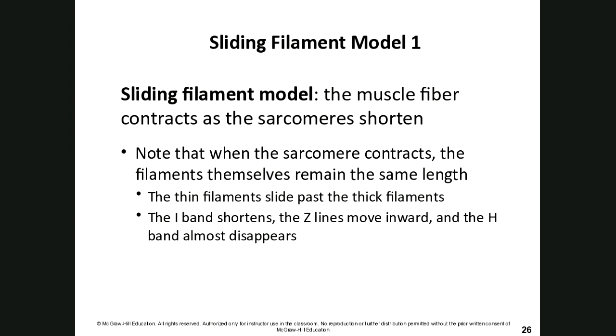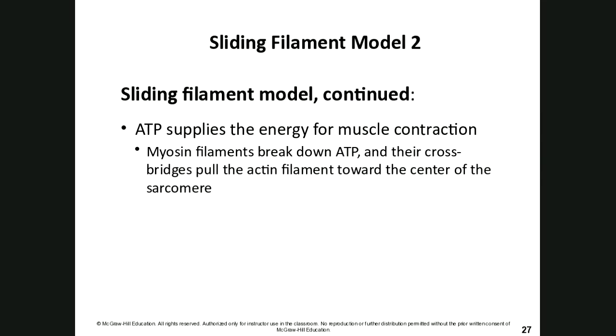And the reason that the sarcomeres shorten is because the thick filaments are pulling the thin filaments in towards the center. So the thin filaments slide past the thick filaments, the I band shortens, the Z lines move closer together, and the H band, where there's only thick filament, pretty much disappears.